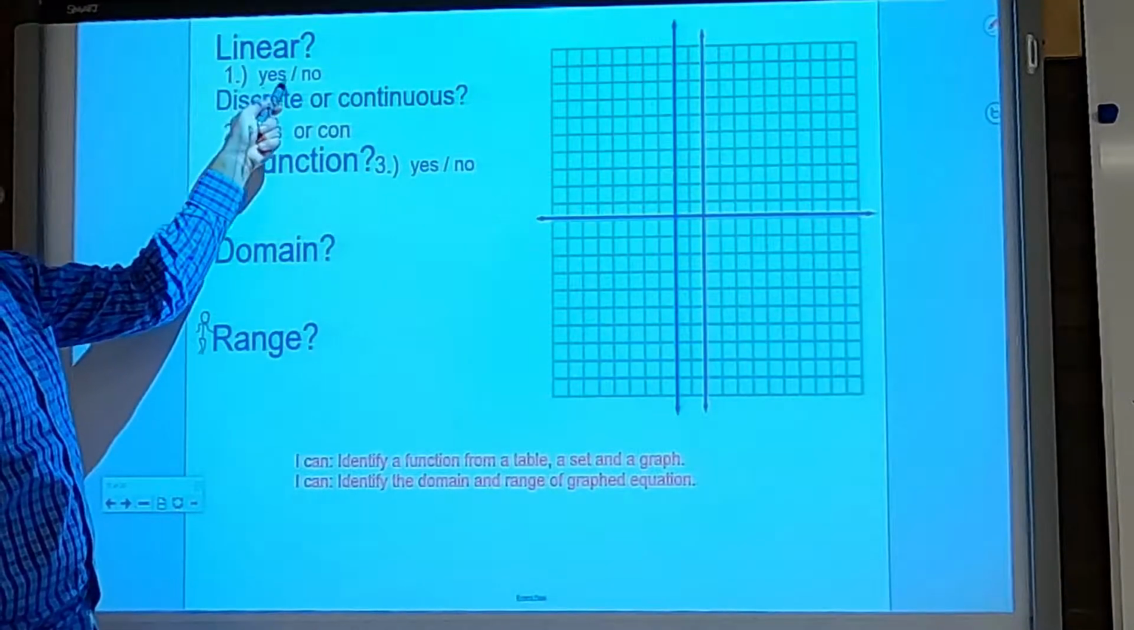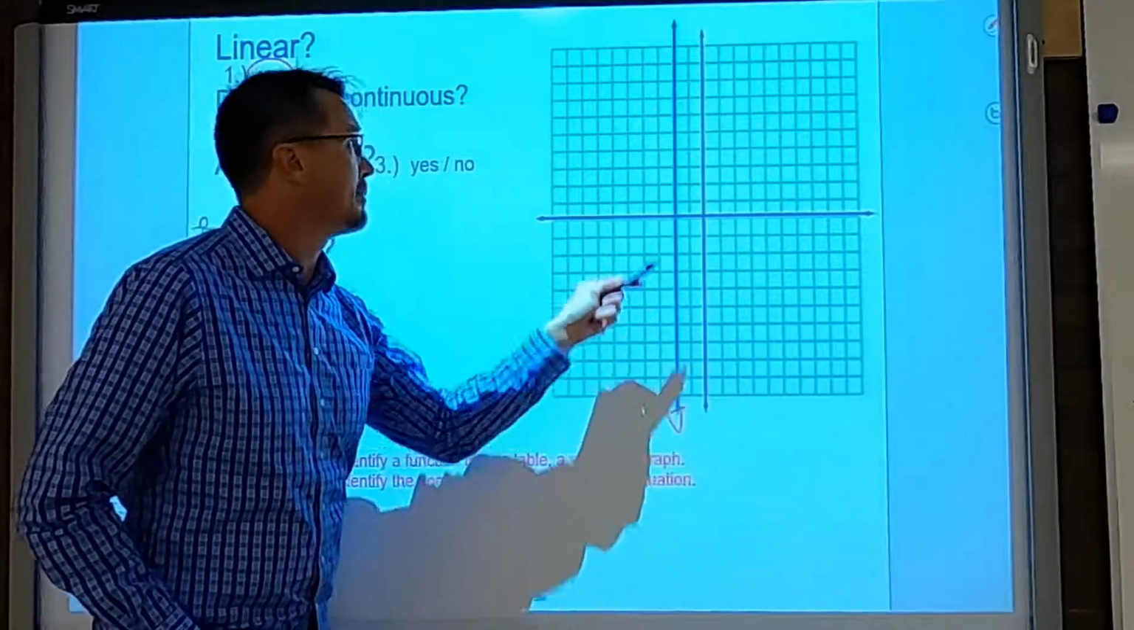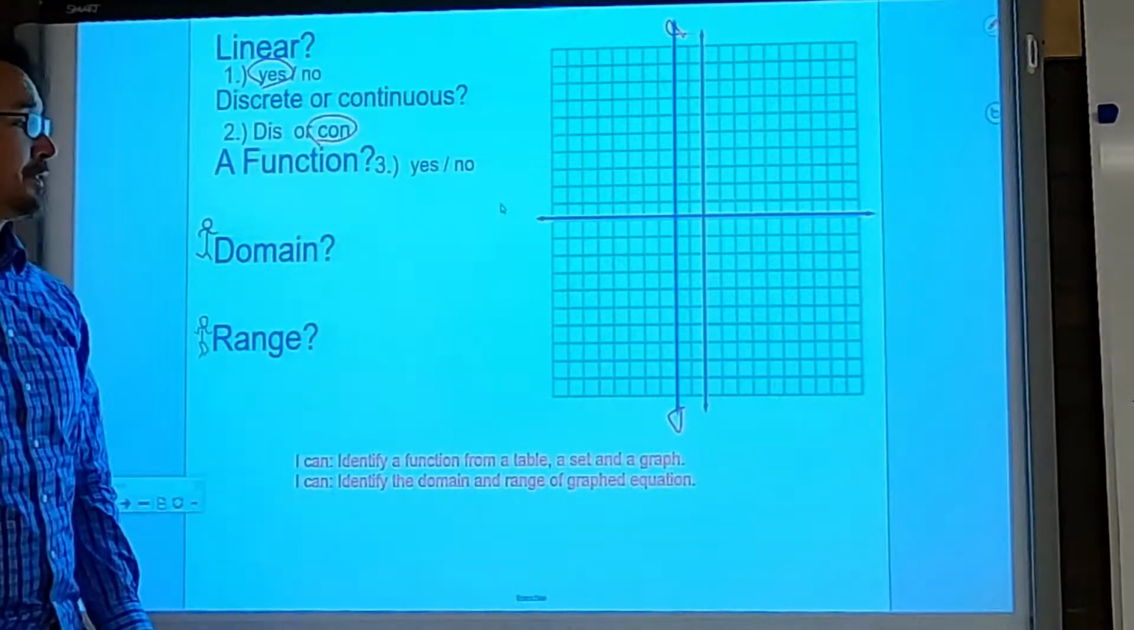So linear, well, definitely yes, that's definitely a straight line. Is it continuous or discrete? Well, it has arrows, so its end behaviors means it goes on forever. So that's definitely continuous. Is it a function?